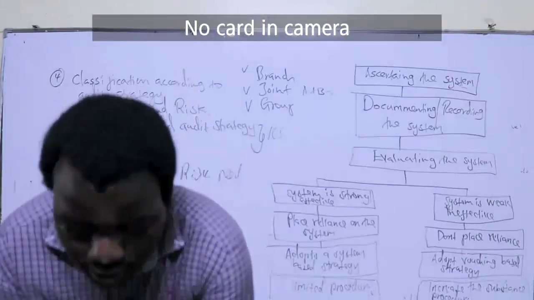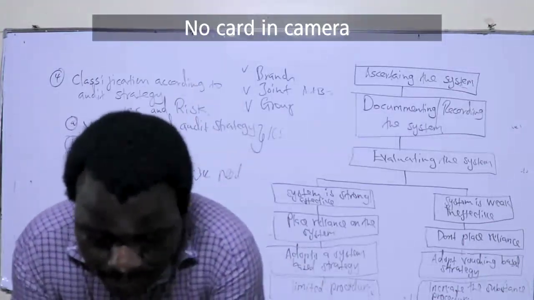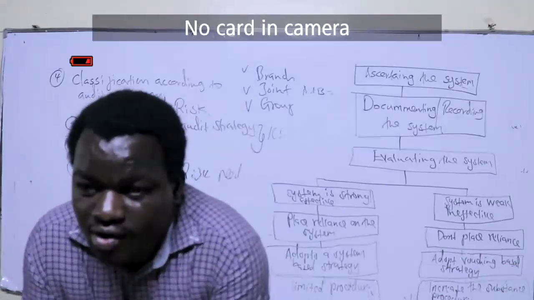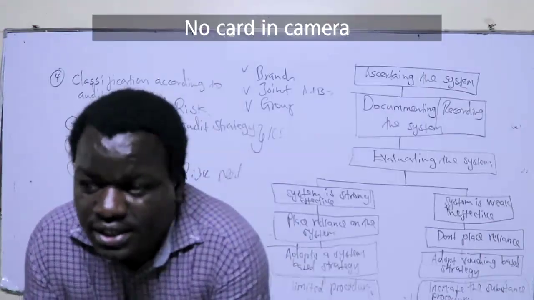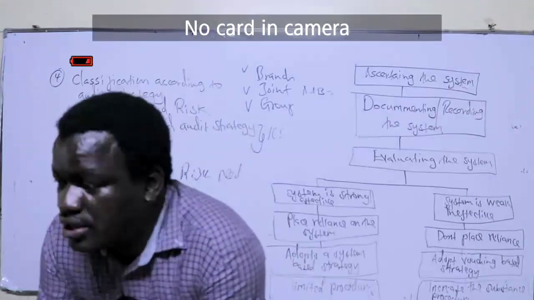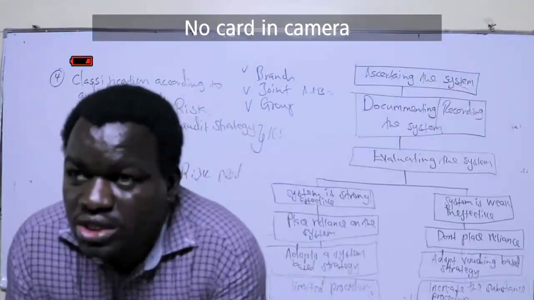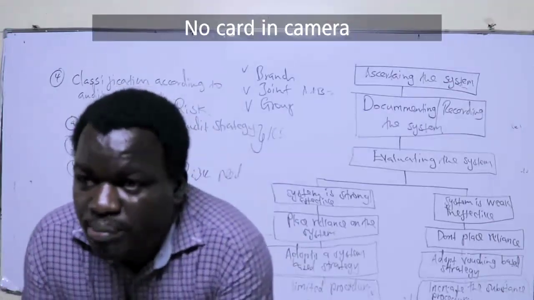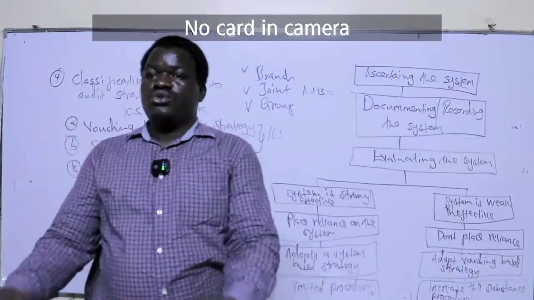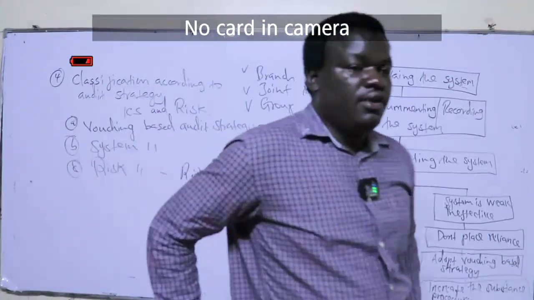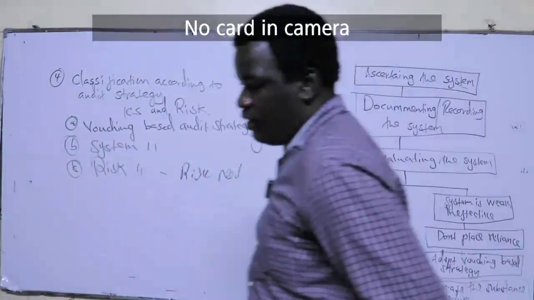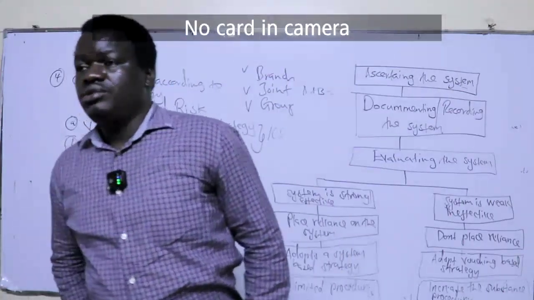Audit objectives. So class, we have two main categories of audit objective. The first is the primary, that is, the statutory audit objective.